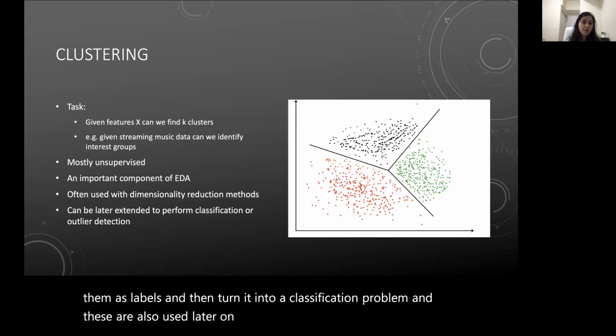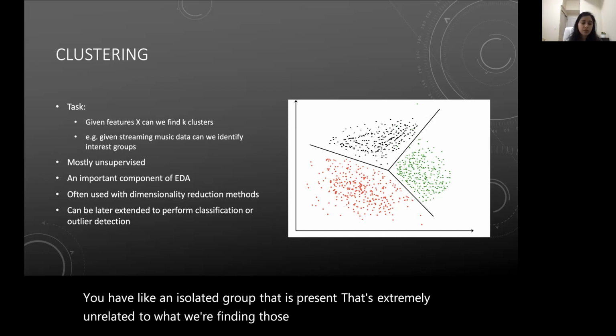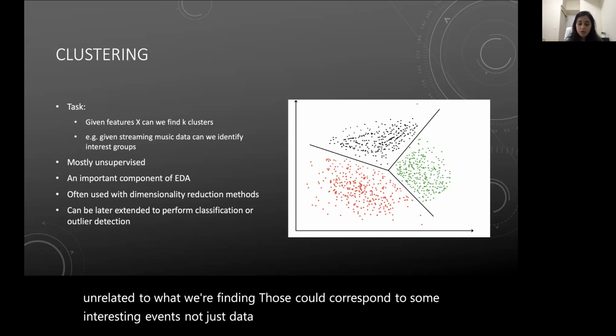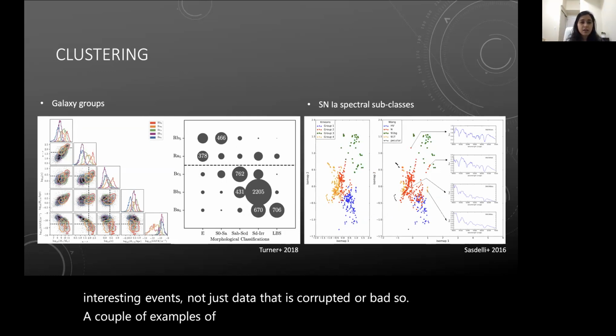These are also used later on in outlier detection. So if you have an isolated group that is extremely unrelated to what we are finding, those could correspond to some interesting events, not just data that is corrupted or bad. A couple of examples of how this might look are here.